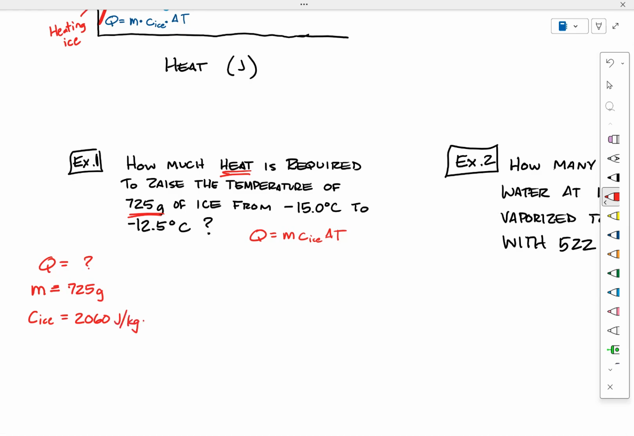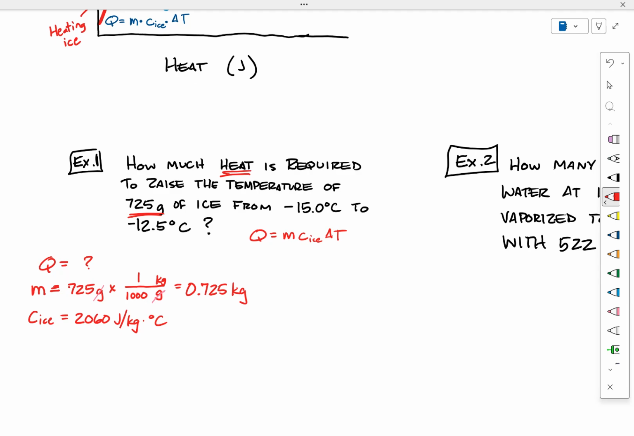That means I'm going to need one of those values there to be converted. For me, I'll simply convert this one from grams to kilograms so that our mass is in kilograms and we can cancel out those units. To do this conversion, recall that a kilogram is equal to 1,000 grams. Dividing by 1,000 moves the decimal 3 places. We could write the mass as 0.725 kilograms.